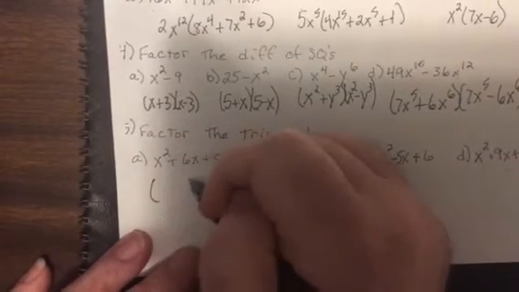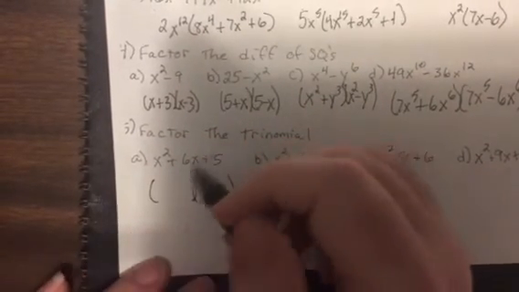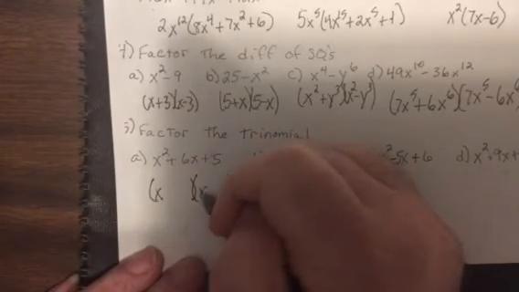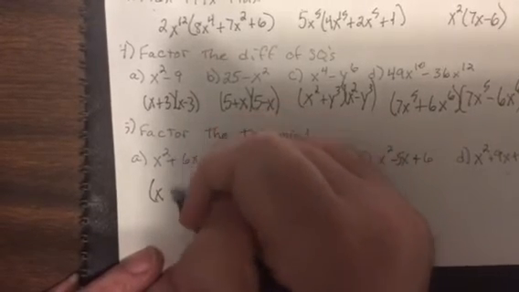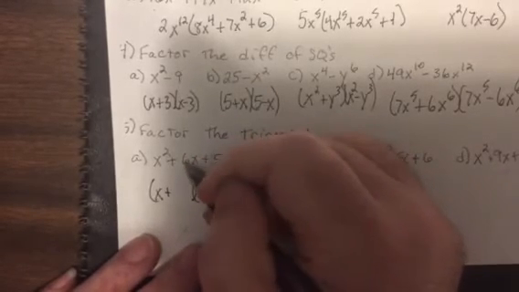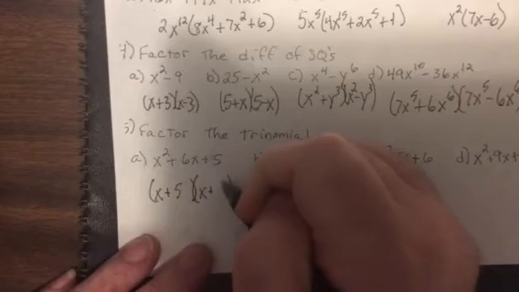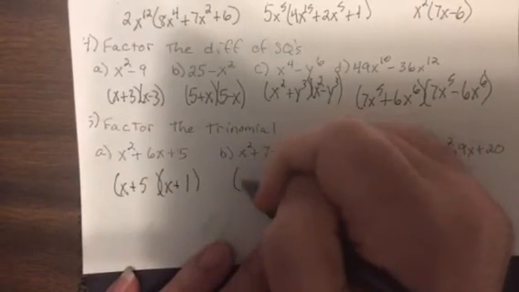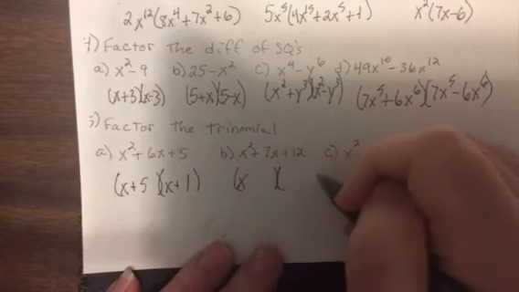Then this is what we started with on Friday. x squared is just x and x. The last term is plus, so they're both the same as the middle. In this case, plus and plus. And the factors of 5 that add up to 6 are 5 and 1. Woohoo! So x squared is x and x.